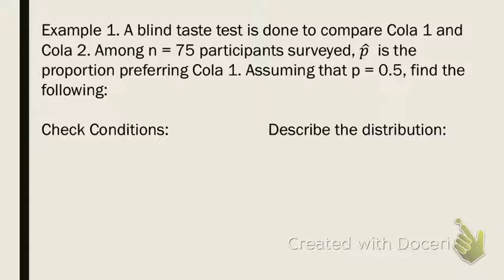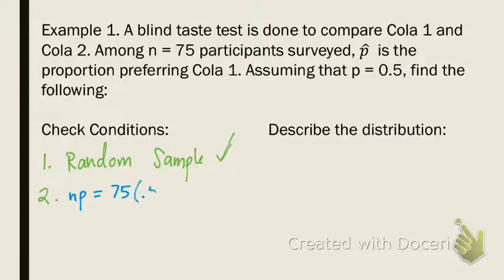The first condition is that it is a random sample. Since it's blind, random sample, check. That's all I need to do, a little check mark next to it. Step 2, I need to use those two formulas and make sure that they're greater than or equal to 5. So n times p is 75 times 0.5. That equals 37.5, so greater than or equal to 5.